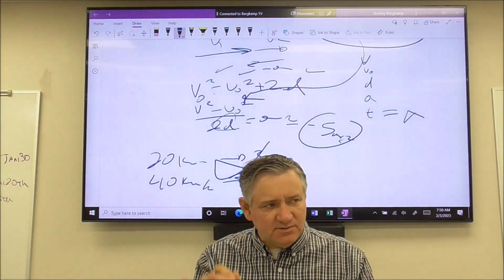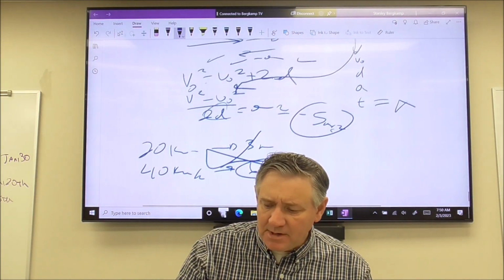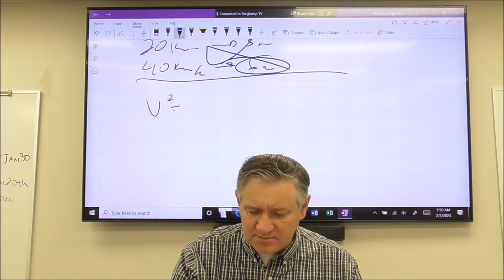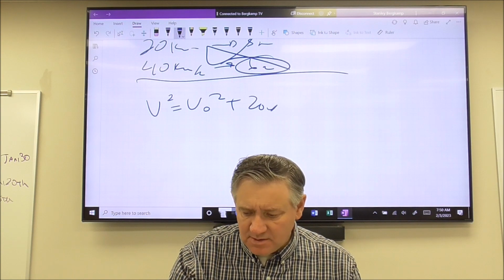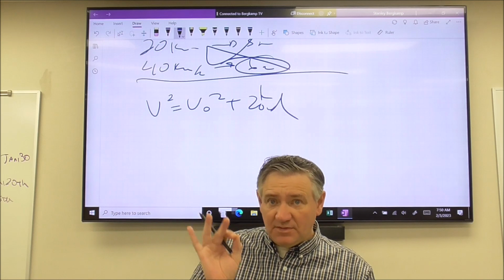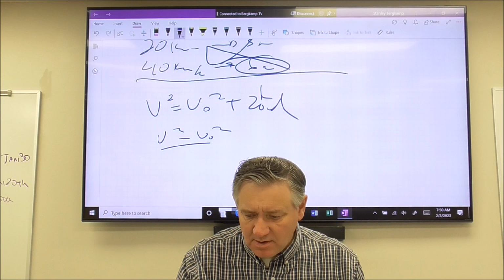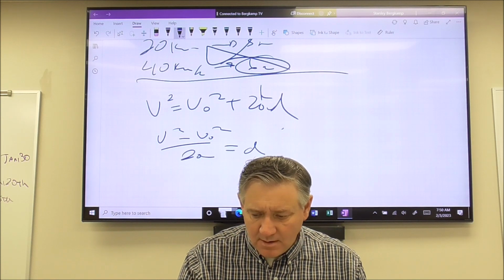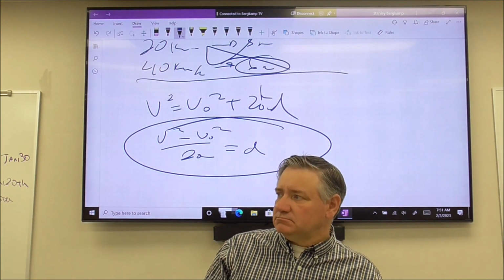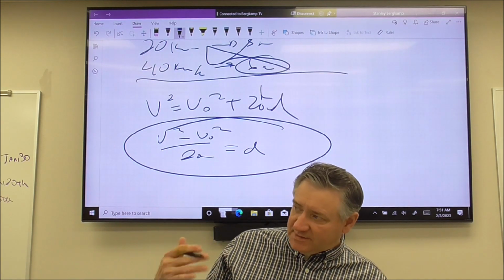So one option that you can do is smash mouth physics, where you put in numbers. I'm going to go back to that equation: v squared equals v naught squared plus 2ad. I'm going to start with that. Now I know my acceleration. I know what that value is. So I can go v squared minus v naught squared over 2a and get my distance that way. It should work out to be about 12 meters. So that's smash mouth physics, and it works.